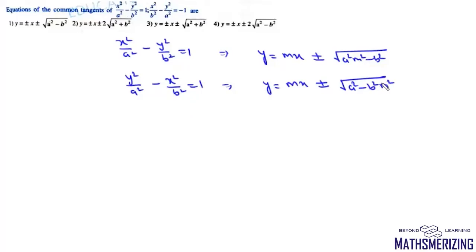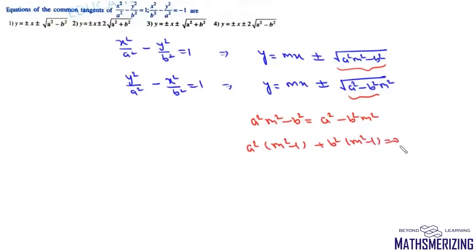Now these two equations represent the same tangent. So it simply means that this constant term must be the same. From here we'll get this condition, which is a square m square minus b square must be equal to a square minus b square m square. Now we'll take everything on the left hand side. We'll get a square into m square minus 1 plus b square into m square minus 1 equals 0. So the condition that we'll get is a square plus b square into m square minus 1 equals 0.